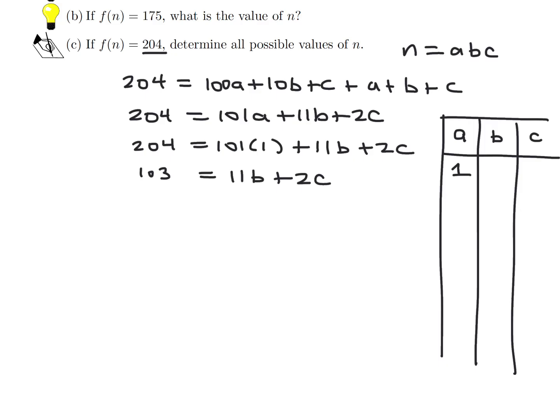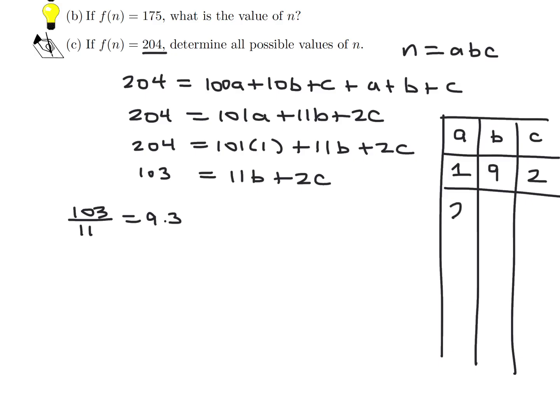Okay, so same story as before. We're going to figure out what B and C are. Just like before, let's divide 103 by 11 and see what happens. That's about 9 point something. So let's try 9 for B and see what happens. If that's 9, that'd be 99. So that would be 103 minus 99, which is 4. So C would be 2. Yeah, so that works. Great. And then similarly, you can try other values to see if it works or not. But I think that's the only one.